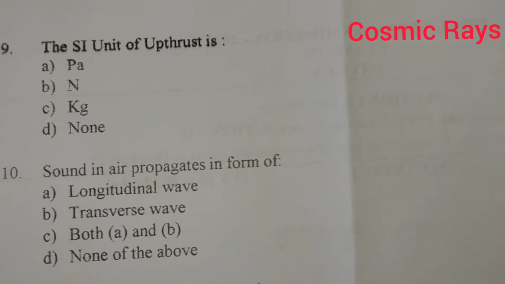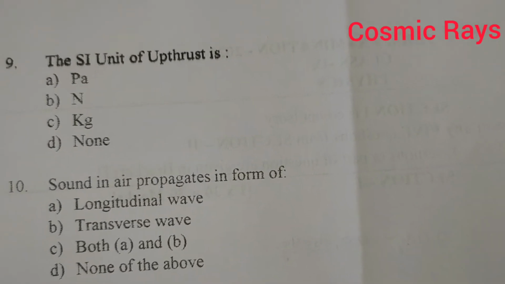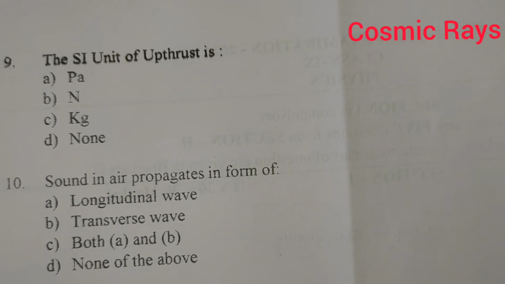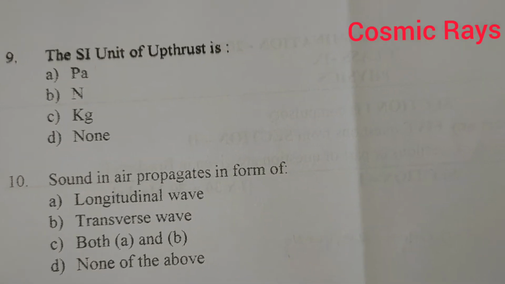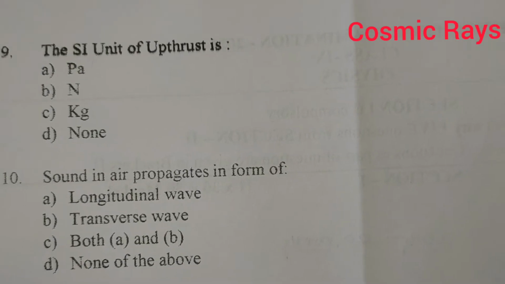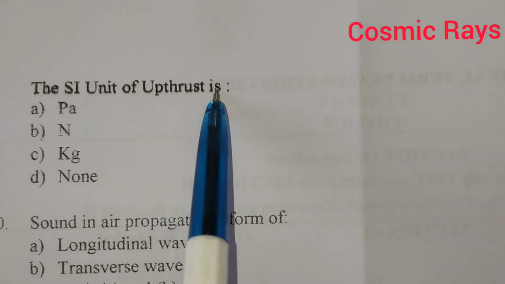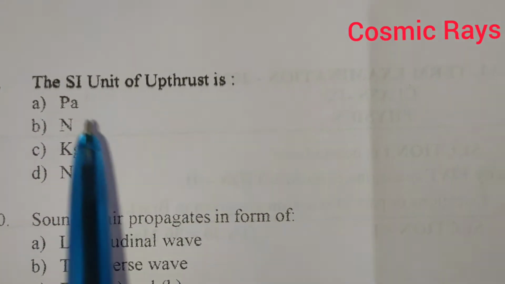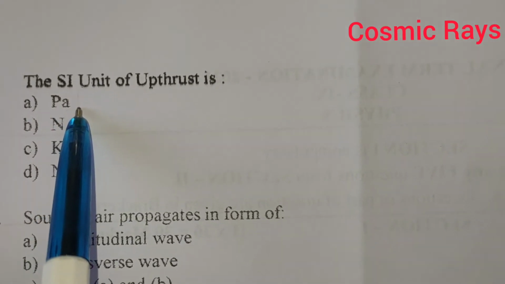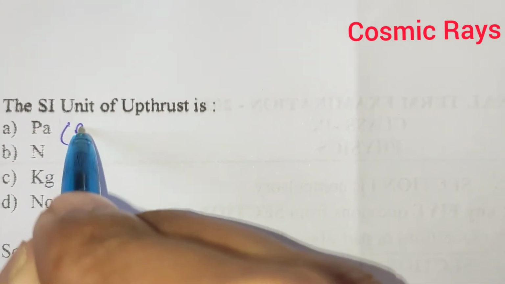The next question that they have asked is based on the SI unit. As I have told you in class, please go through and learn all the SI units and CGS units. They are very important. So the SI unit of upthrust. Now here they have given 3 options. Pascal, it is the SI unit of pressure.